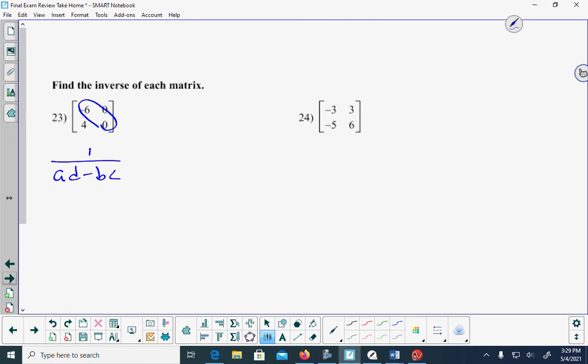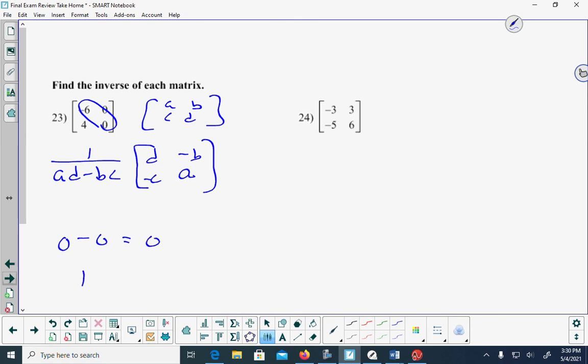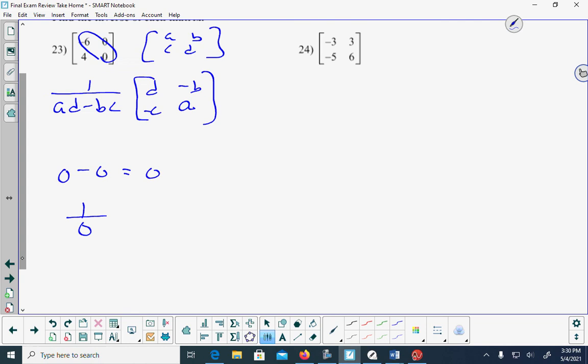You take the reciprocal of that. And then remember, if this matrix was ABCD, the A and the D switch places, and then the signs on B and C change. So if I'm doing this one, I'm going to have 0 minus 0, which is 0. So when I go to do the determinant, I'm going to have 1 over 0, and that's not possible, which means this is not invertible.